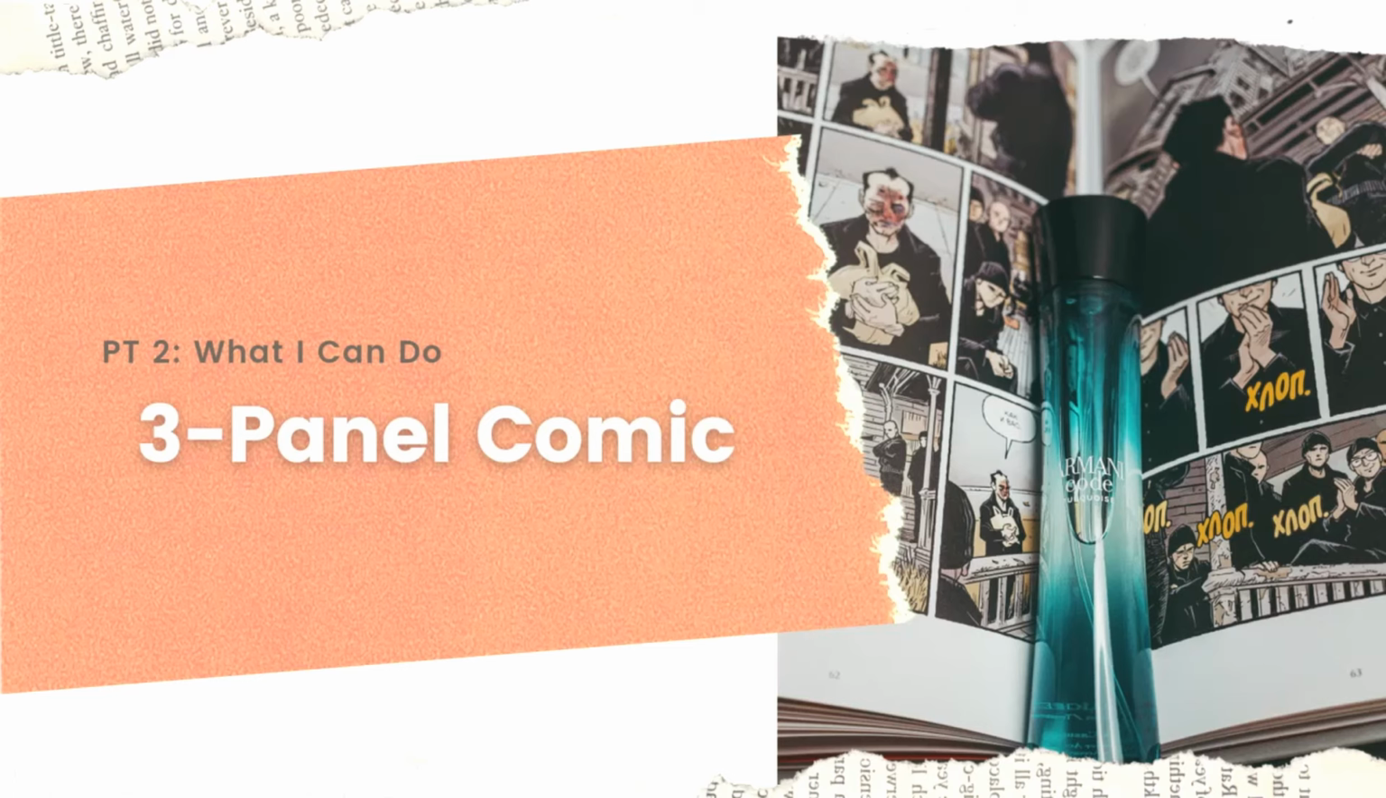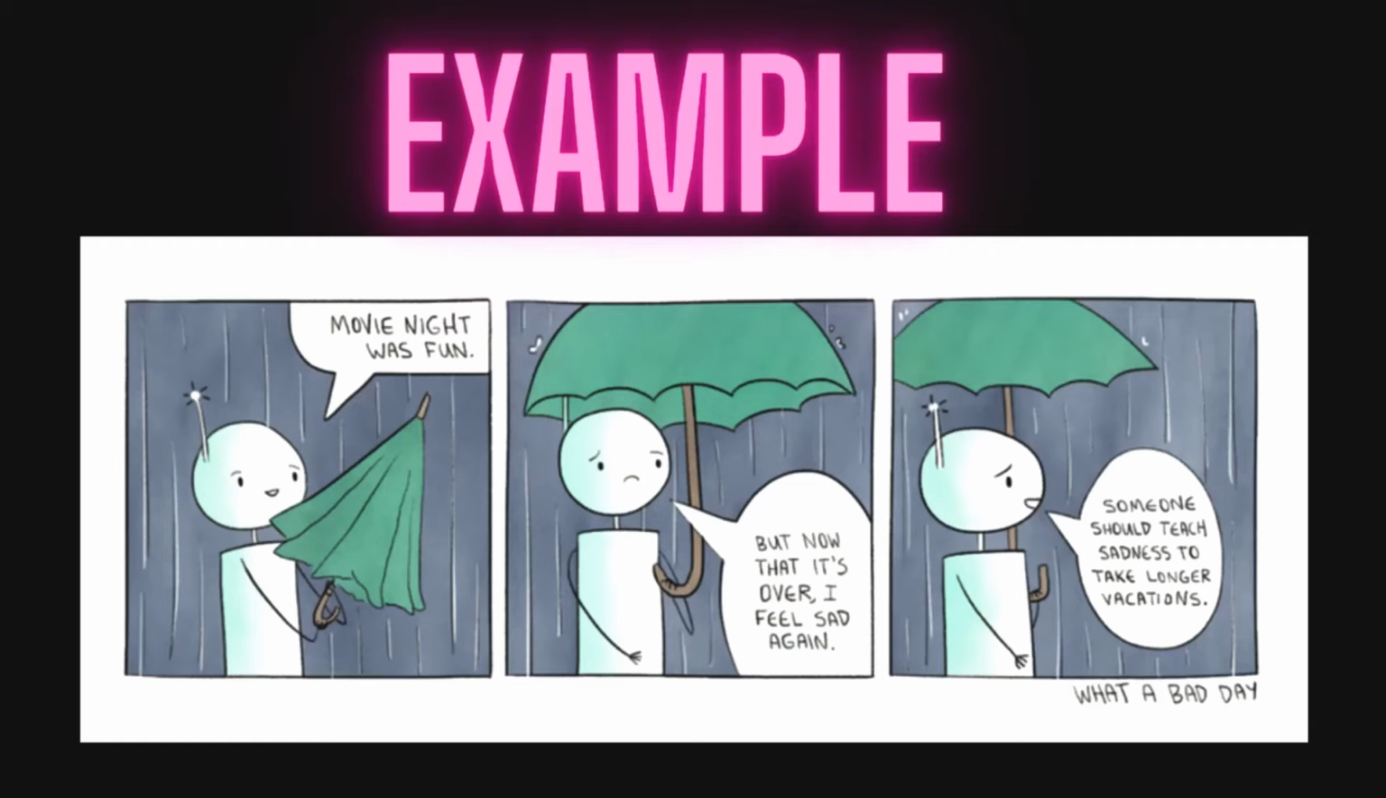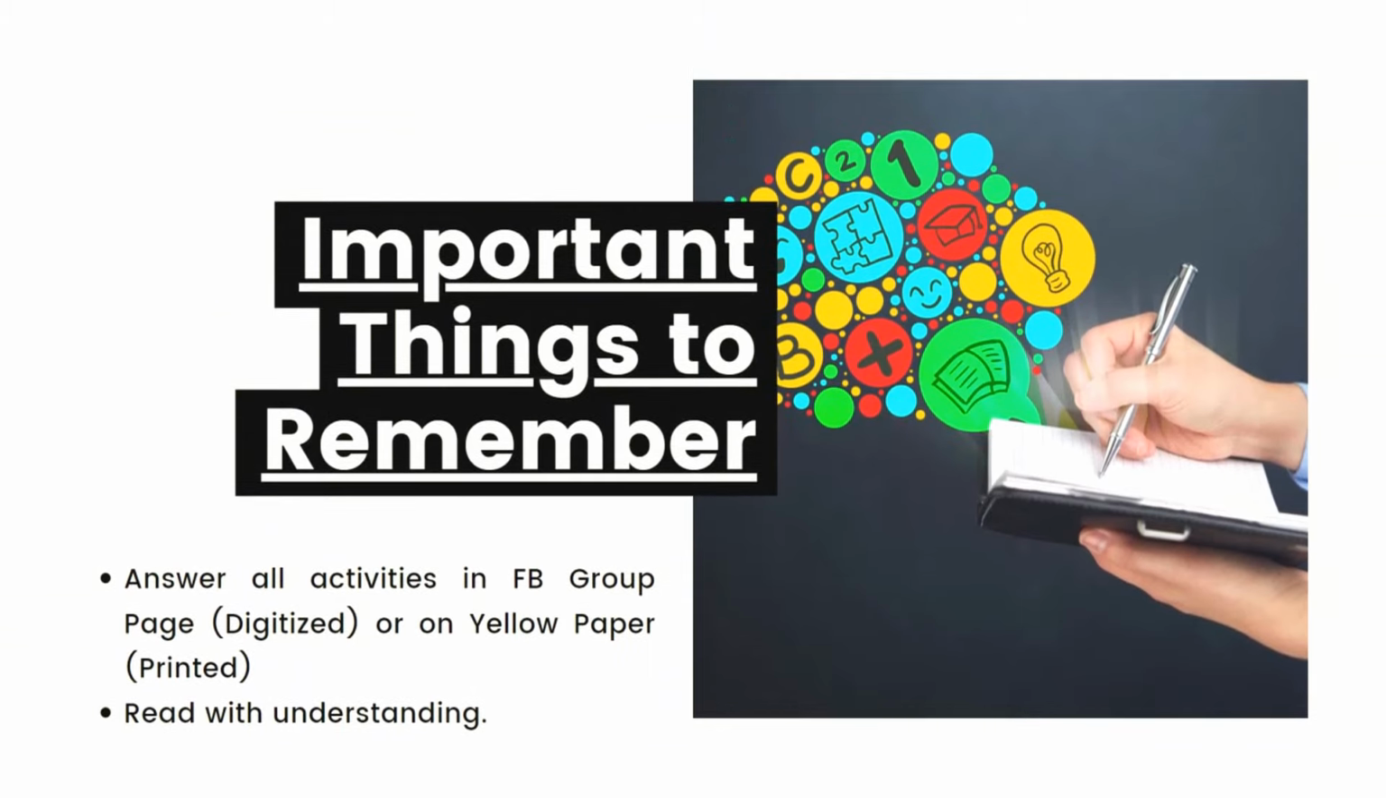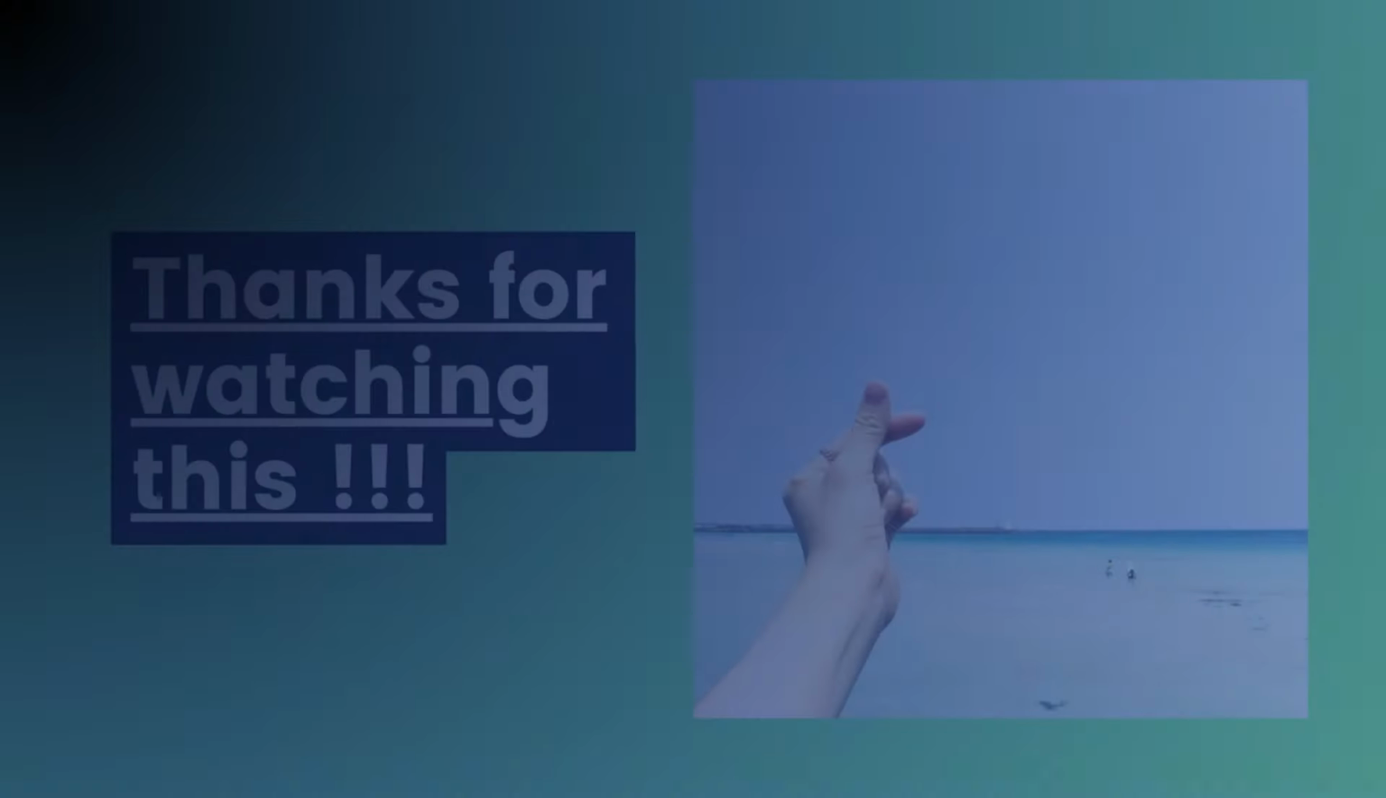Those are the only activities that should be answered from our module. And for example, this is how your 3-panel comic should appear based on the 30-word story from our module. And some more important things to remember: answer all activities in the FB group page for the digitized students and on yellow paper for the printed students. And of course, read with full understanding so that you will be answering your activities correctly and properly. That would be all.